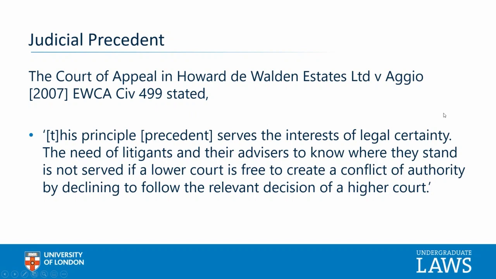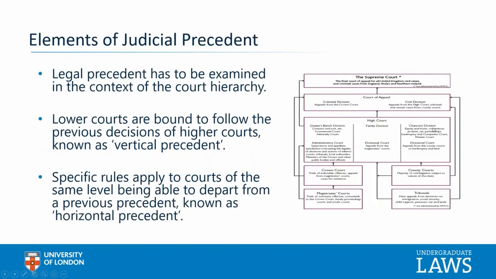So how this operates then, the elements of judicial precedent, is examined in the context of the court hierarchy. So cast your mind back to the way that the court hierarchy works, and quite simply vertical precedent is the case that lower courts are bound to follow the previous decisions of higher courts. That's known as vertical precedent.